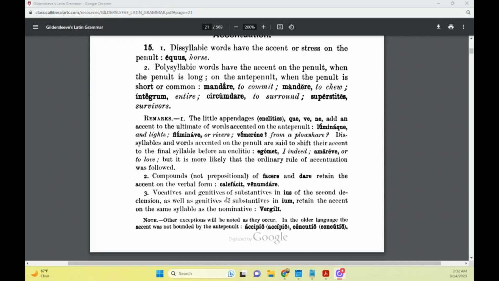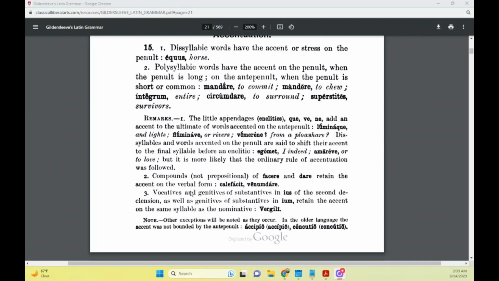Vocatives and genitives, so this is talking about different cases of substantives, that would be nouns. Vocatives and genitives of substantive nouns that end in ius of the second declension, as well as genitives of substantives that end in ium, retain the accent on the same syllable as the nominative. And we're giving an example here, vergili.